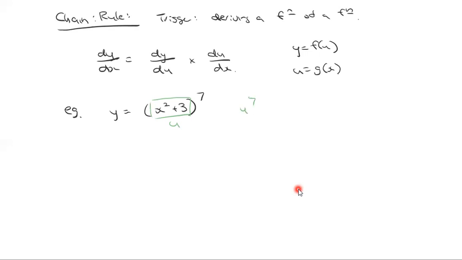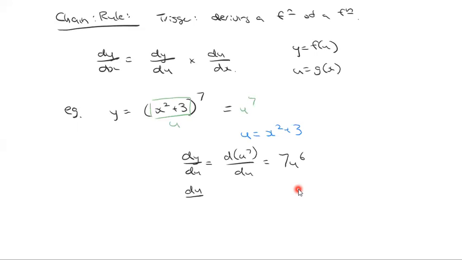So we can think of it as y equals u to the power of 7. And then we can think of u as equaling x squared plus 3. You can choose to do it separately if you like. dy/du means you're deriving u to the power of 7 with respect to u, which is 7u to the power of 6.